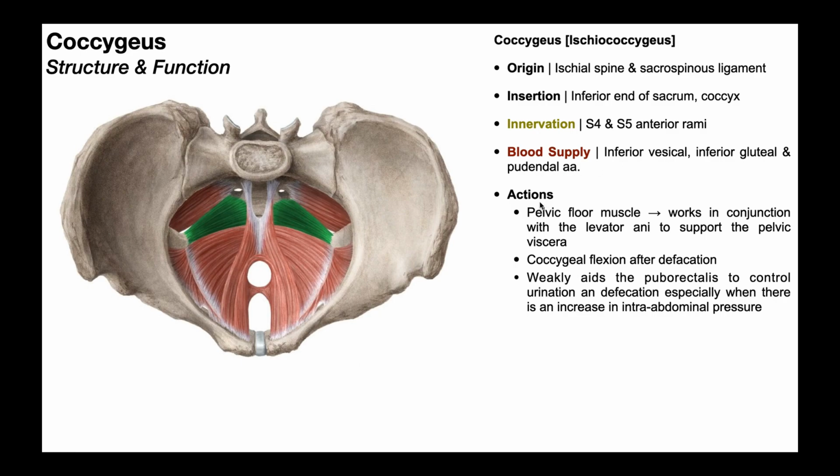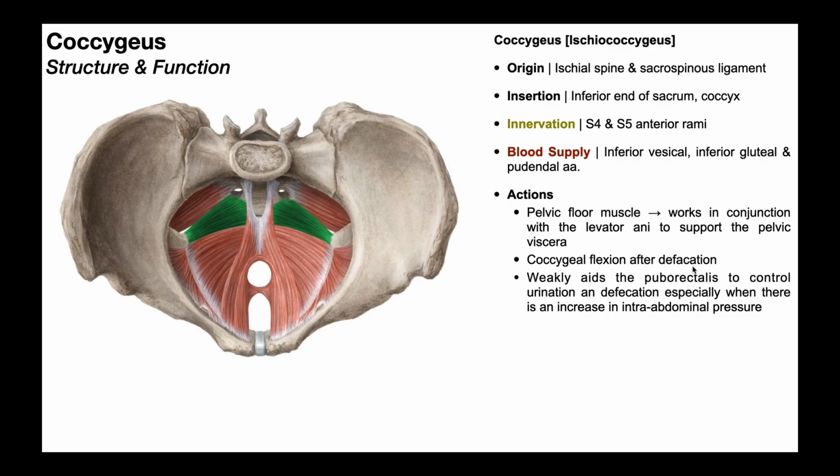And the actions of coccygeus are, first of all, as a pelvic floor muscle. So this muscle works in conjunction with the levator ani muscle group, which you can see right here, to support the pelvic viscera. But know that coccygeus is not a part of levator ani. Levator ani collectively is the puborectalis, pubococcygeus, and iliococcygeus. It doesn't actually include this muscle. The coccygeus can also help with coccygeal flexion after defecation, so supporting the pelvic floor, but also procontinence.